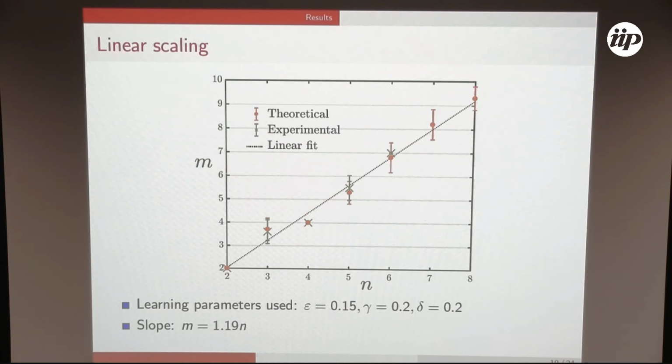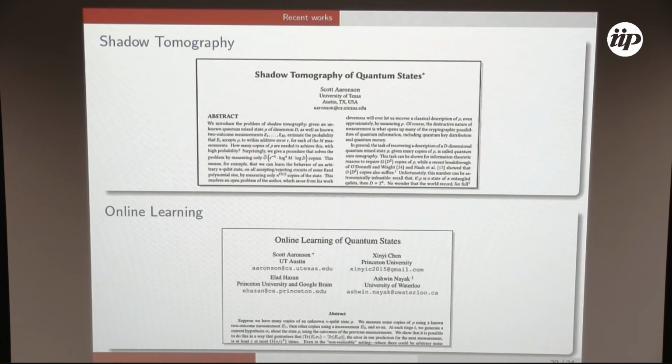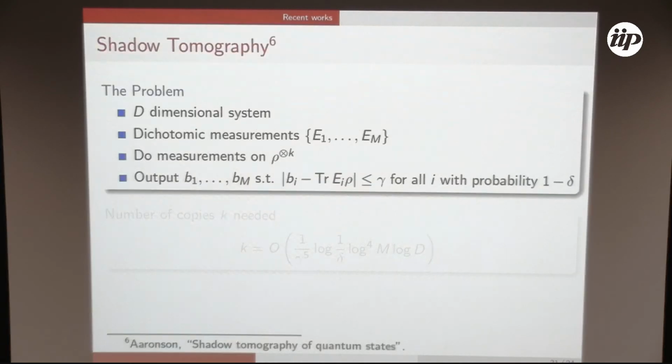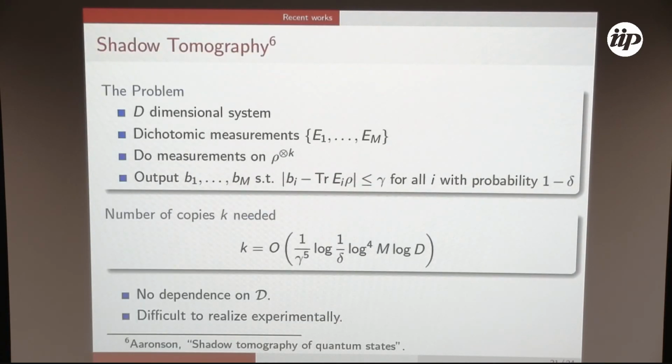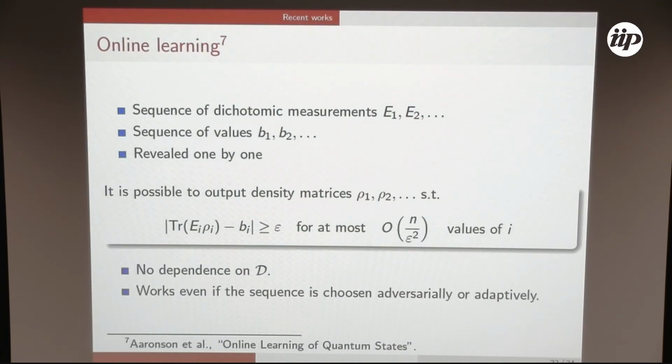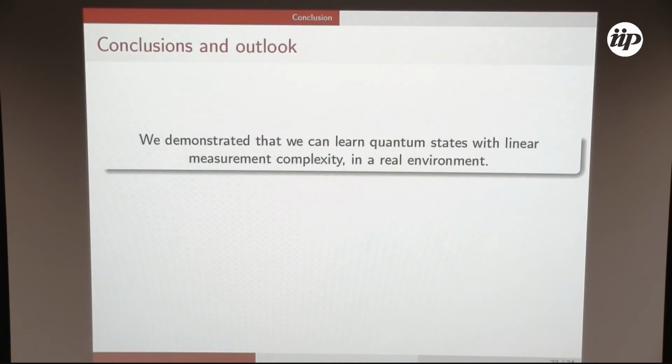Okay, since it seems there is no more time, I will just skip this. Those were two other works, also by Scott Aaronson, which came out recently after our work, and which are two different tomographic schemes, which kind of improve the ideas of this one.